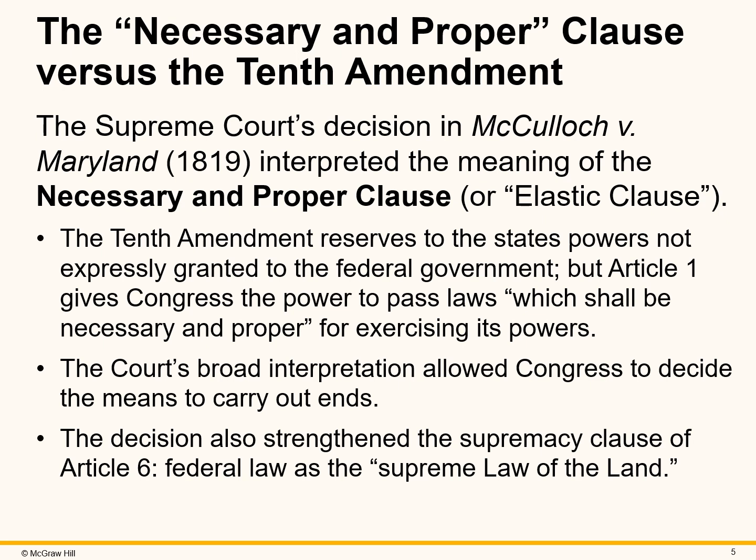The Necessary and Proper Clause versus the 10th Amendment. The Supreme Court's decision in McCulloch versus Maryland of 1819 interpreted the meaning of the Necessary and Proper Clause, otherwise known as the Elastic Clause. The 10th Amendment reserves to states powers not expressly granted to the federal government, but Article 1 gives Congress the power to pass laws which shall be necessary and proper for exercising this power. The court's broad interpretation allows Congress to decide the means to carry out ends. The decision also strengthened the Supremacy Clause of Article 6, making federal law the supreme law of the land.